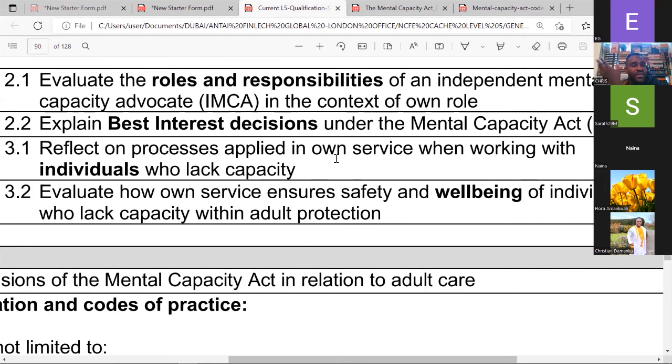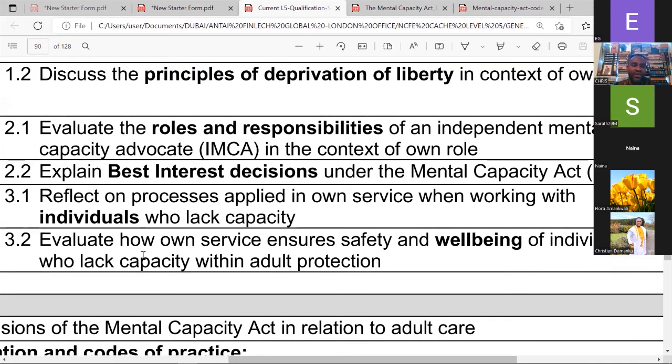What are some of the processes you follow in helping them to ensure that the service they get, the care they get, the decisions that are made for them are in their best interest? Then the last question on this unit is evaluate how your own services, that's your role, the role you play, ensures the safety and the well-being of individuals who lack capacity within adult care.